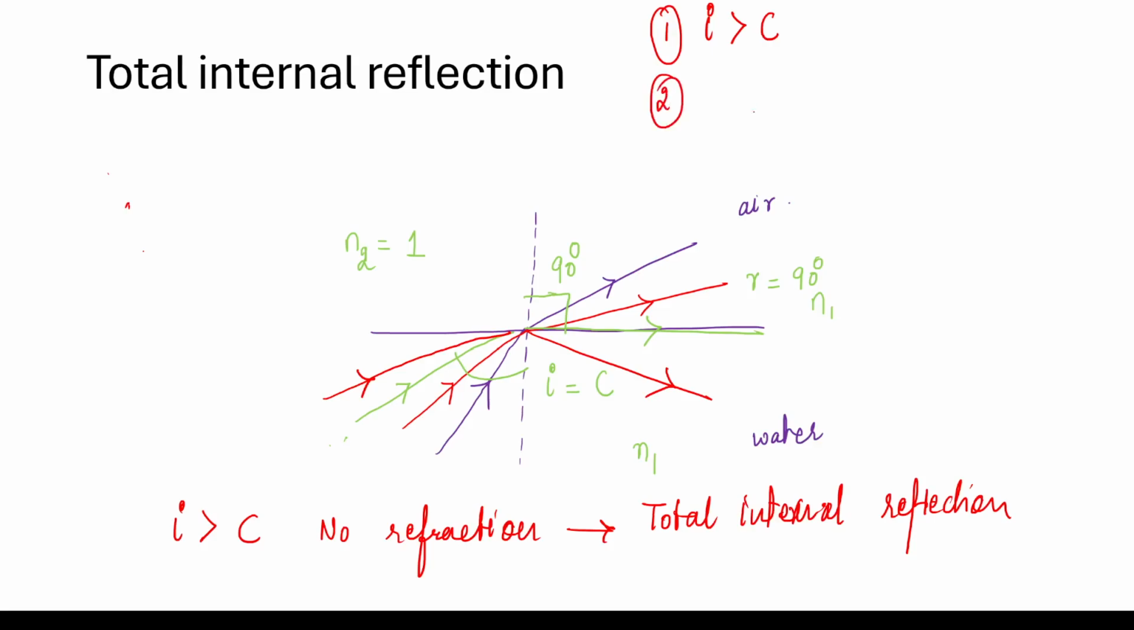And then for what kind of mediums is the critical angle defined? The light should travel from a denser to a less dense medium. If that does not happen, the critical angle will not be defined. And if the critical angle is not defined, how can you have I greater than C? So that's your total internal reflection. If the angle of incidence is greater than the critical angle, all the light comes back into the same medium.